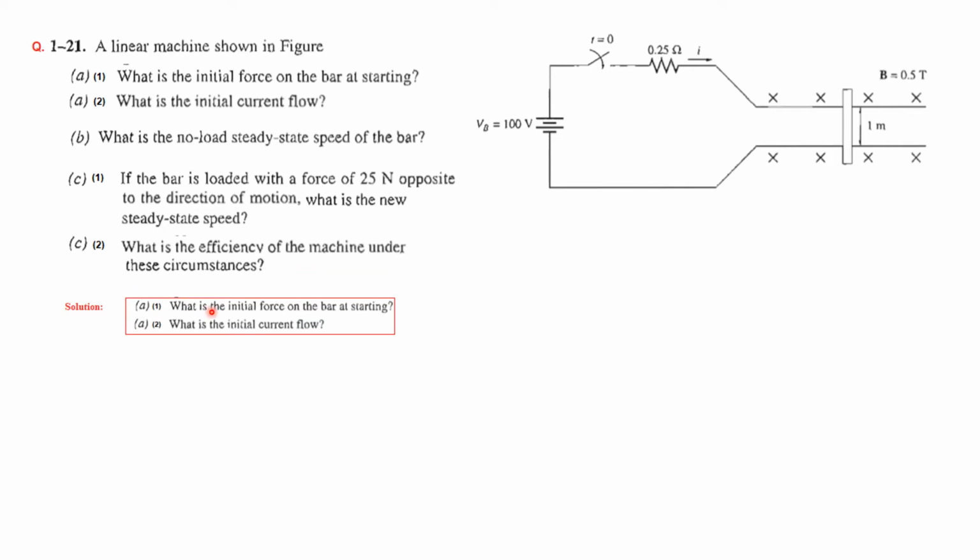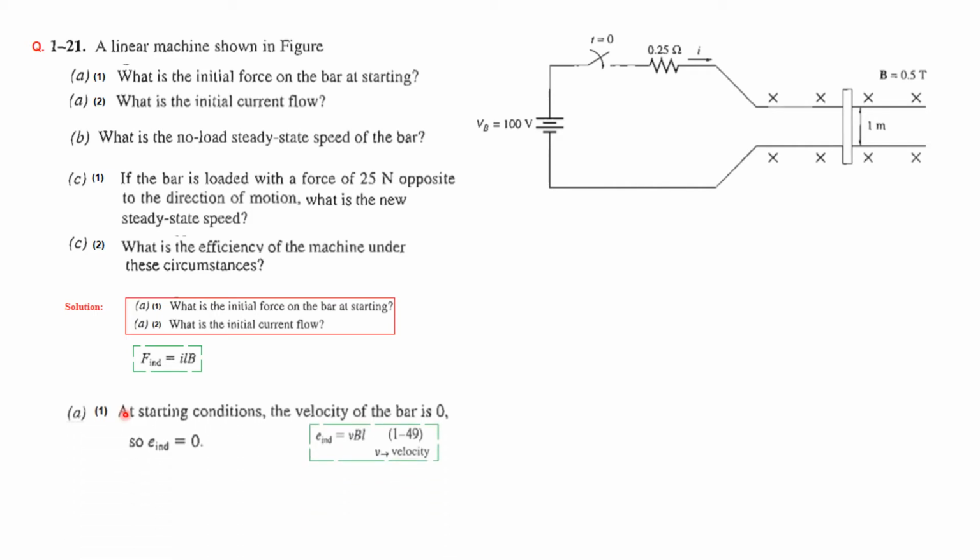The first question is, what is the initial force on the bar at the starting, and what is the initial current flow? So we have learned in the previous video or also in the book that the induced force is given by ILB, and at the starting condition the velocity of the bar is 0 because this bar is not moving at the start, and therefore from the formula E induced is equal to v B L, B is the flux density and L is the length.